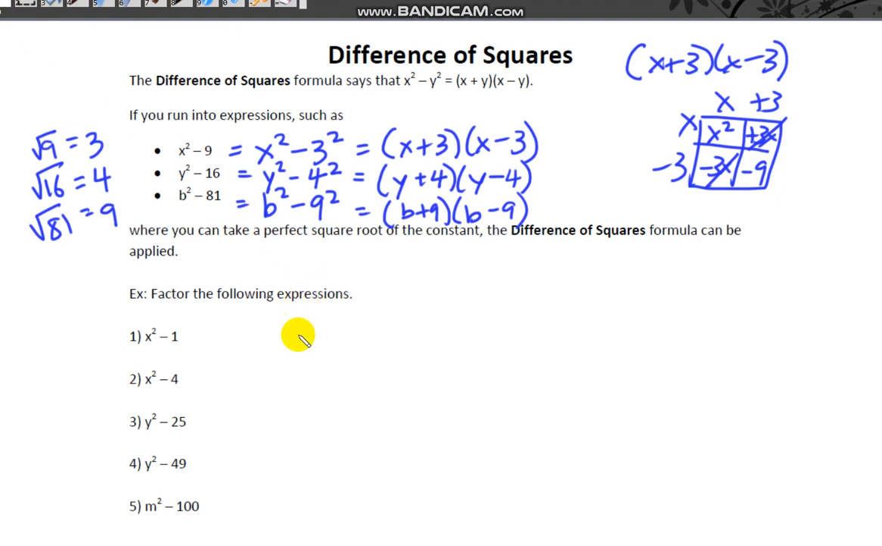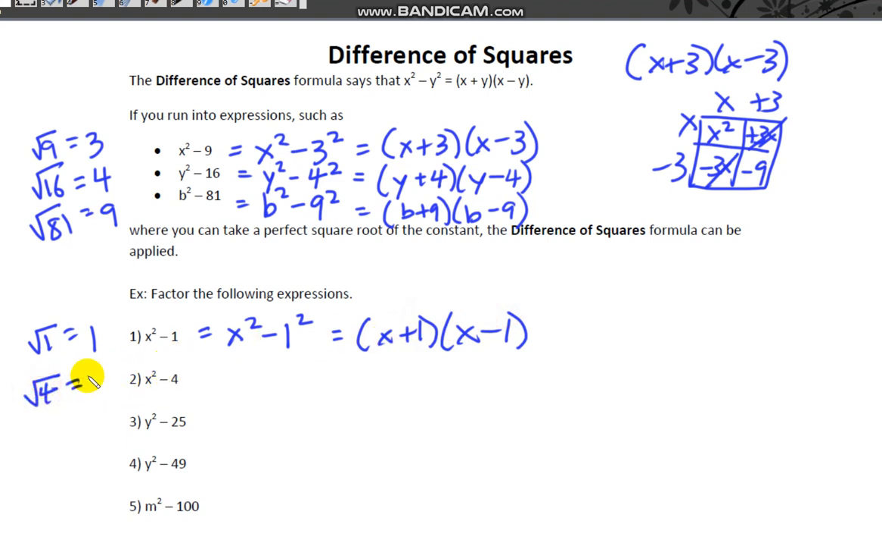Okay, so let's say we're going to factor these following expressions. What I see in front here is square root of 1 is 1. So this is the same thing as x squared minus 1 squared. So this can be rewritten as x plus 1 times x minus 1. Okay, square root of 4. Square root of 4 is 2. This is x squared minus 2 squared. So this can be rewritten as x plus 2 times x minus 2.